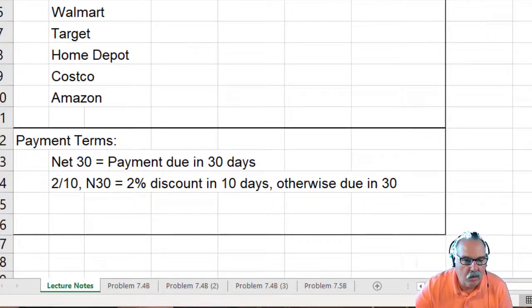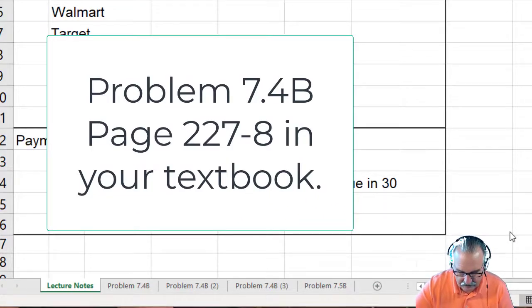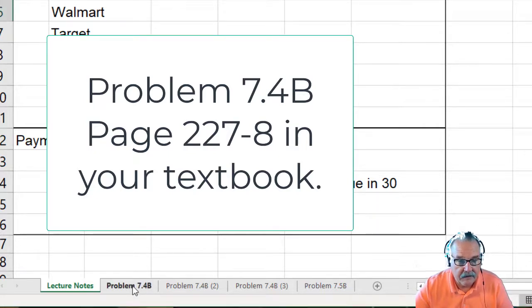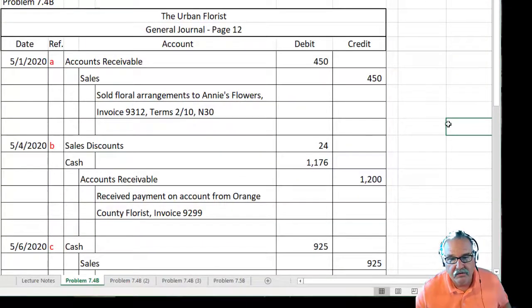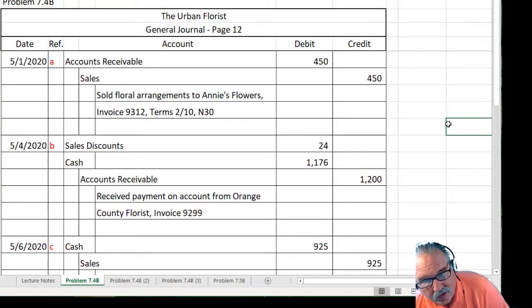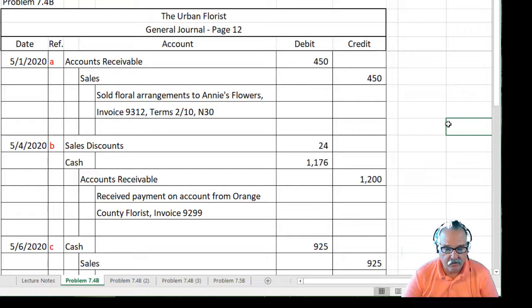So the problem we're going to use today to illustrate how this works is problem 7.4b, which is on page 227 and page 228. And for this, we will be using a journal, and I have provided you with some work papers where you have a journal, page 12, 13, and 14.